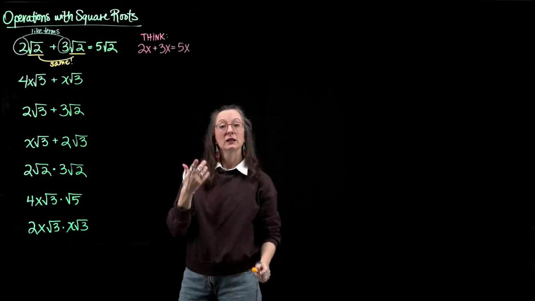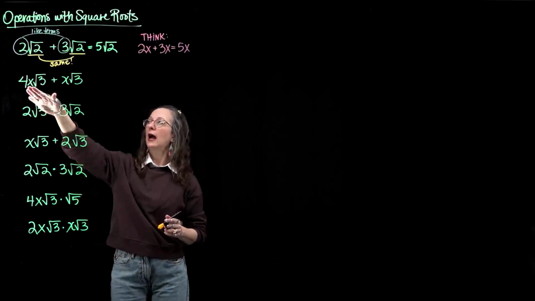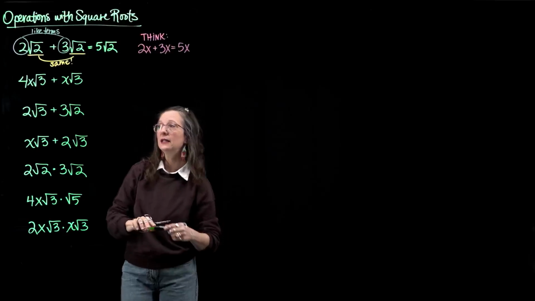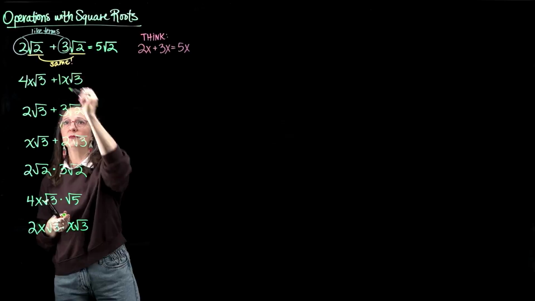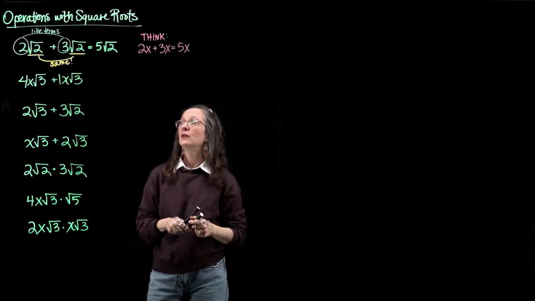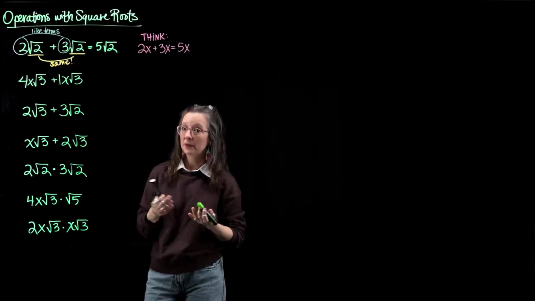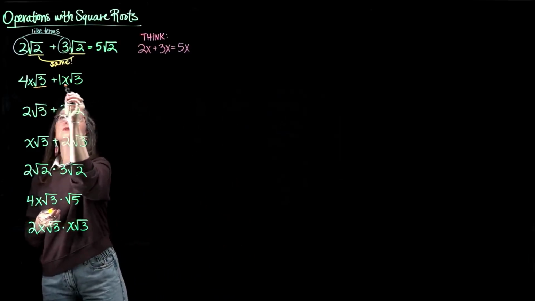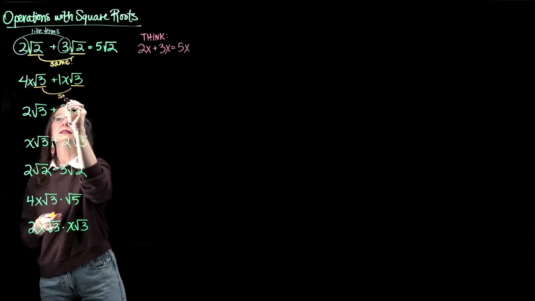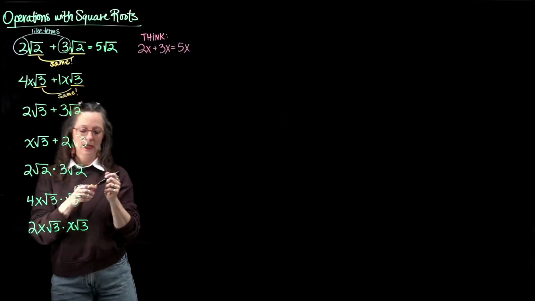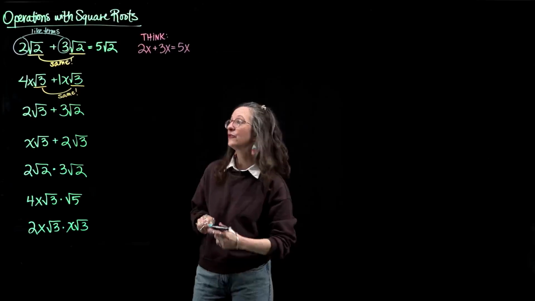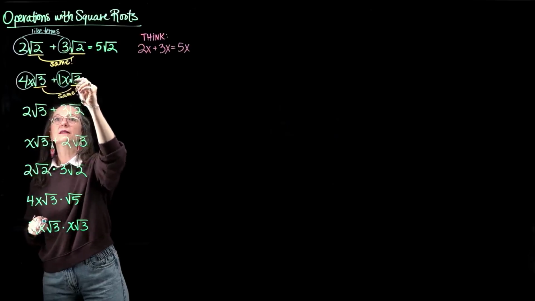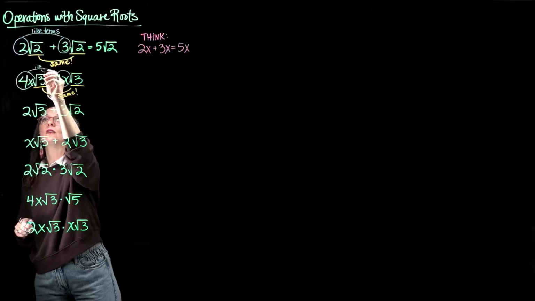Okay, let's look at a different one. 4x square root of 3 plus x square root of 3. I'm going to add in that sneaky coefficient of 1 here, just to remind us it's there. So this is really 4x square root of 3 plus 1x square root of 3. Now, we're going to notice that those square roots are exactly the same. And then let's look at what's on the front of them. 4x and 1x are like terms.